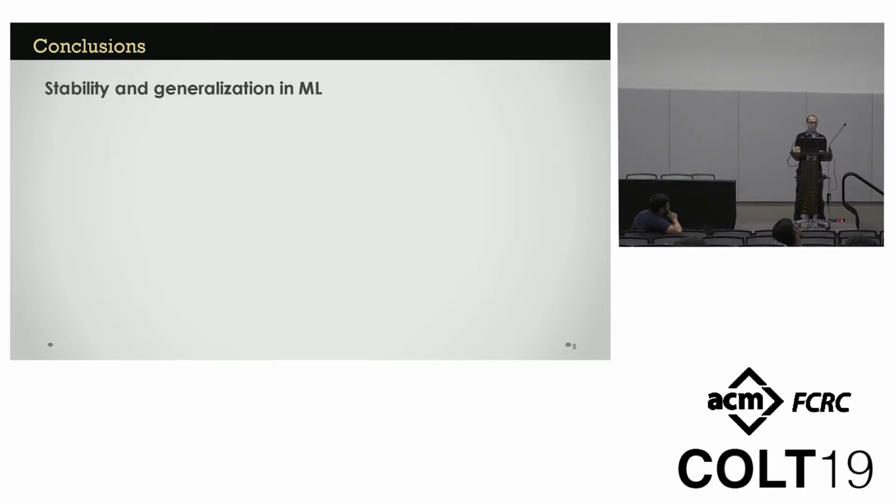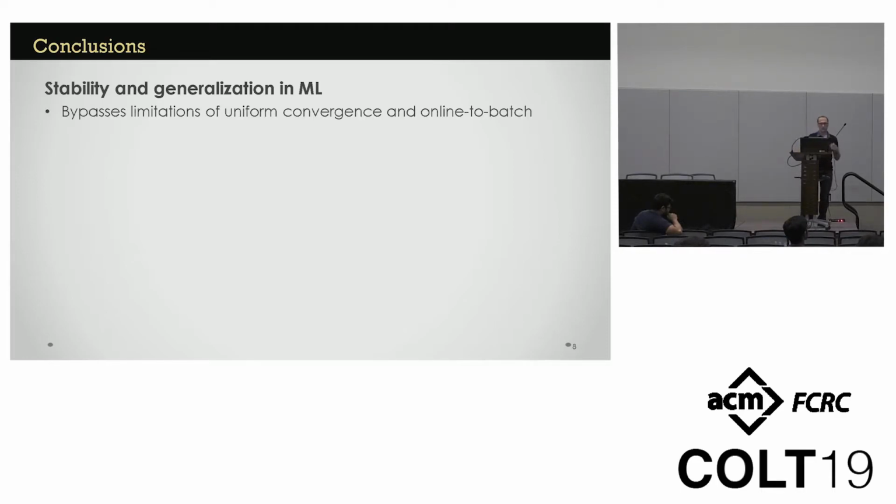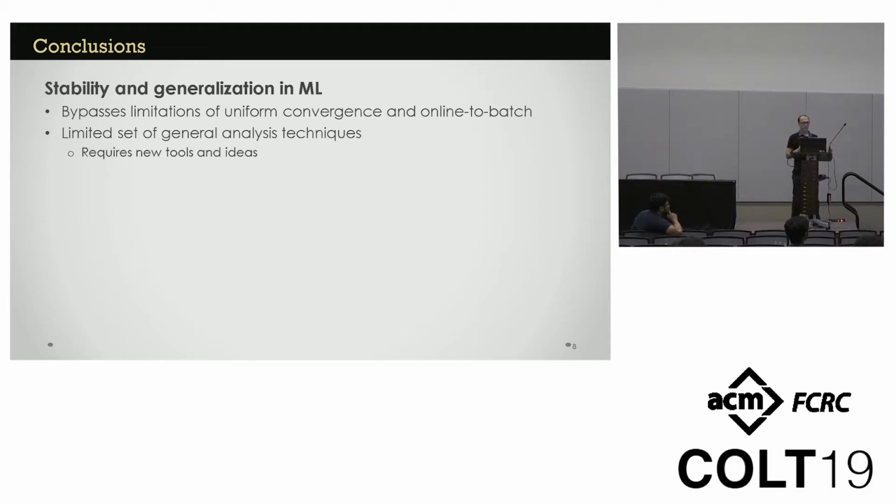Let me conclude with a couple of high-level notes on the role of stability and generalization in machine learning. One strong point of stability is that it allows us to analyze algorithms which we cannot analyze using standard techniques like uniform convergence and online-to-batch. But it also has limitations. One is that we have a relatively limited set of techniques to prove generalization bounds, and they seem to require new tools and ideas. I think one of these tools was given in this work, but more work is needed.